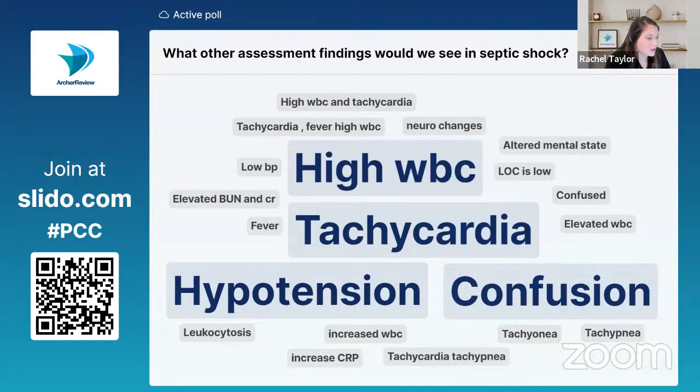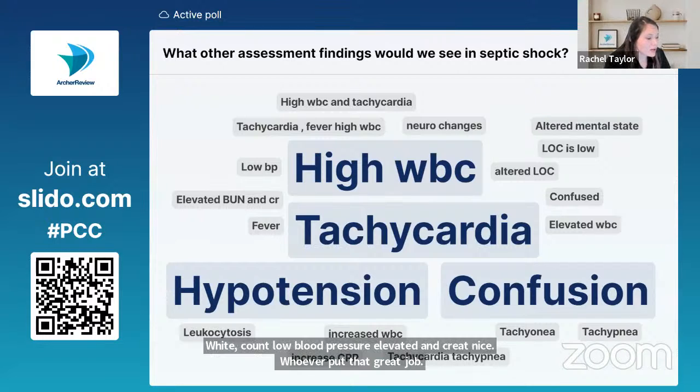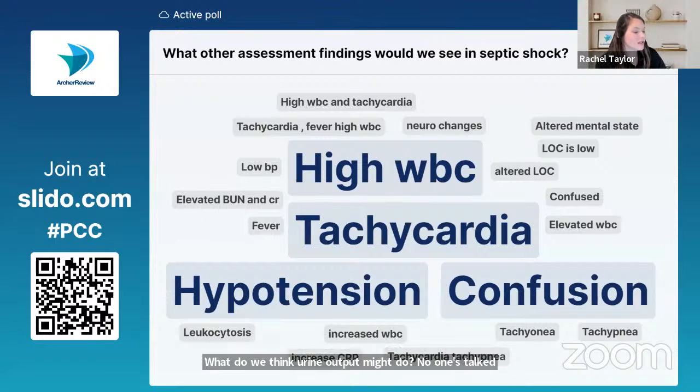High white count, low blood pressure, elevated BUN and creat. Nice. Whoever put that, great job. What do we think urine output might do? No one's talked about urine output, but when someone's in sepsis, what do we think their urine output is going to do?